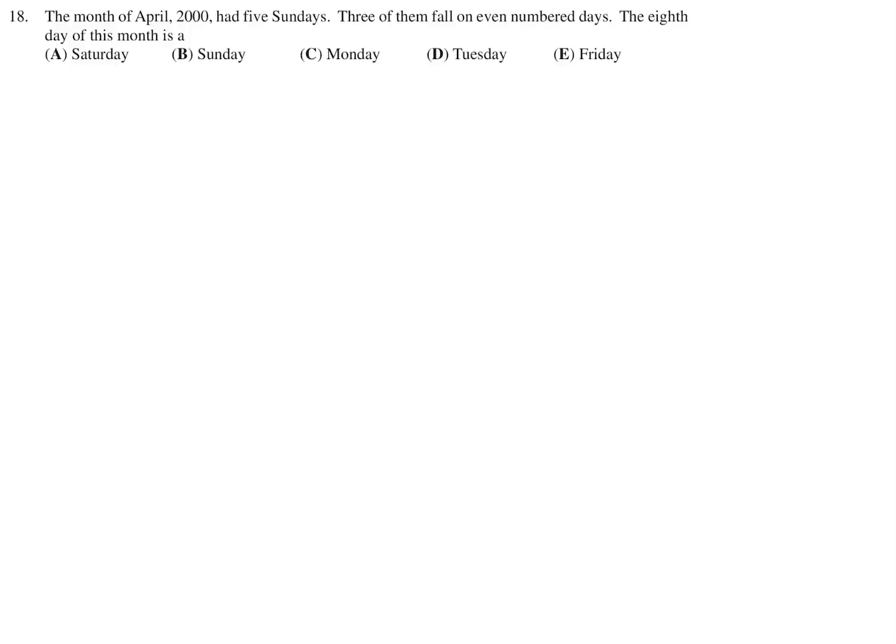The month of April 2000 had 5 Sundays. 3 of them fall on even numbered days. The 8th day of the month is. All right, we'll try out a scenario and see what we get. If it's wrong, we can always try a different scenario. We have 5 Sundays. So let's say the first Sunday is on the 1st. Then the second Sunday must be on the 8th, 15th, 22, and 29, like that.